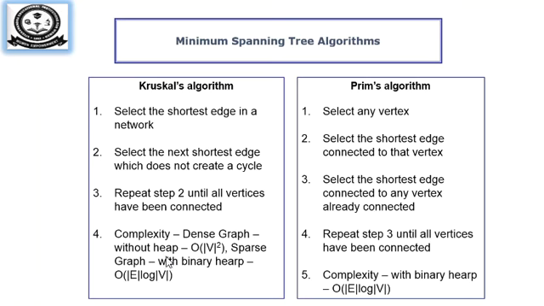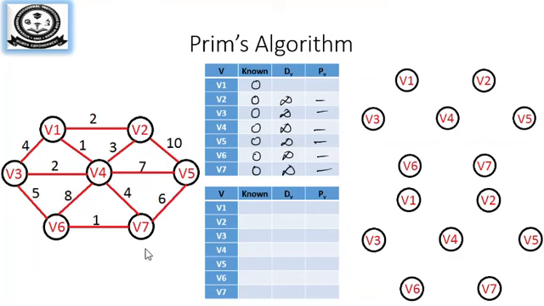Here the complexity using a binary heap will be similar to Kruskal's algorithm, which will be O of E log V. So let us start with the example. We will use Prim's algorithm. So you'll be using a table format here. So this is the given graph, which is given over here.